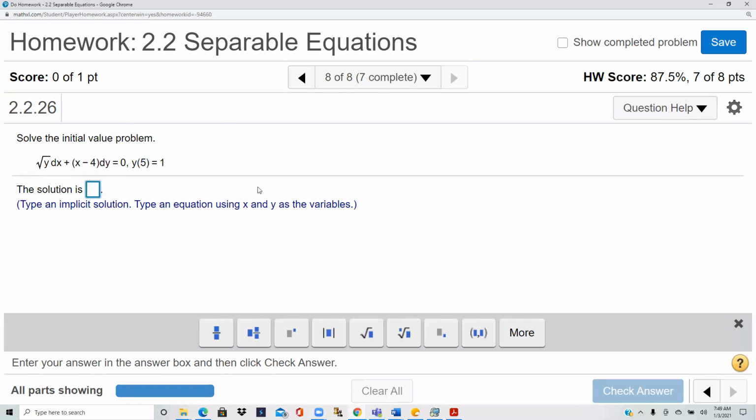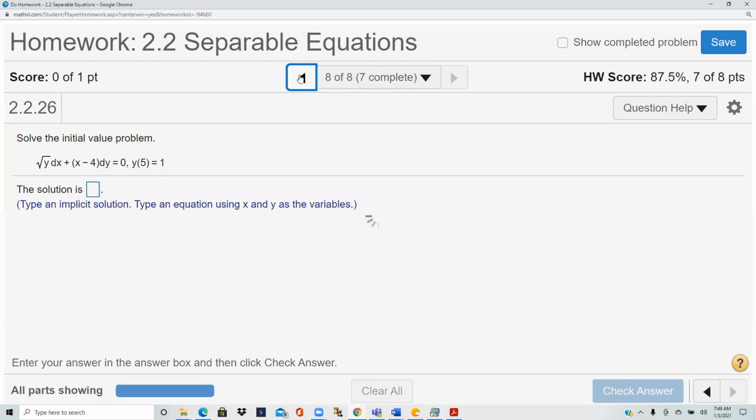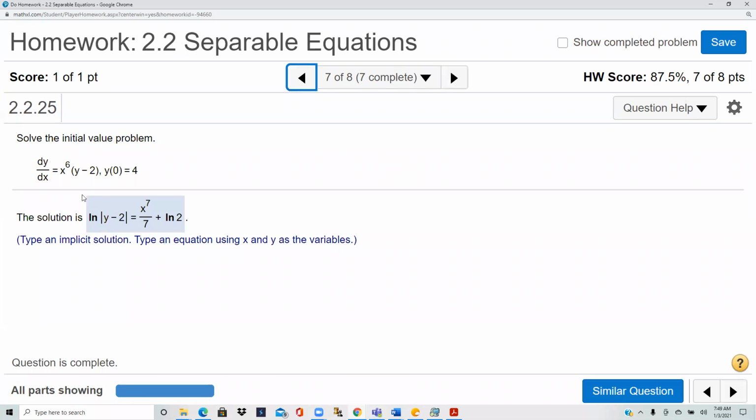Solve the initial value problem. Okay, let's do number 7 first. Solve the initial value problem: dy over dx is equal to x to the 6 times (y minus 2), y(0) is equal to 4.